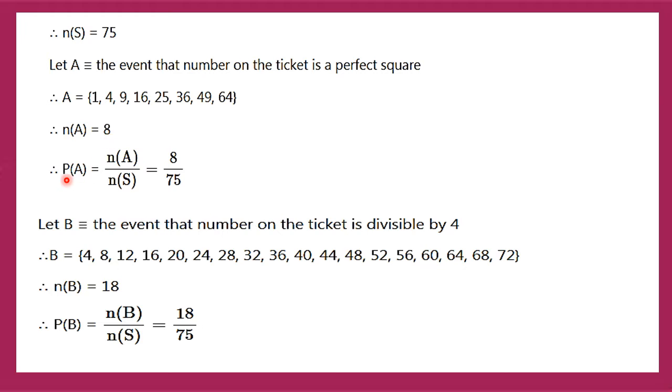Now we can find the probability of A. P of A is equal to n of A upon n of S, number of elements of A divided by number of elements of the sample space. That is 8 upon 75 is the probability of A.